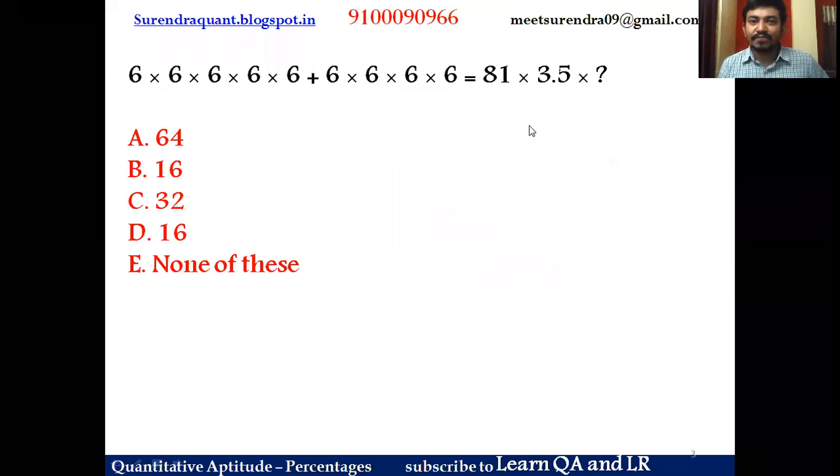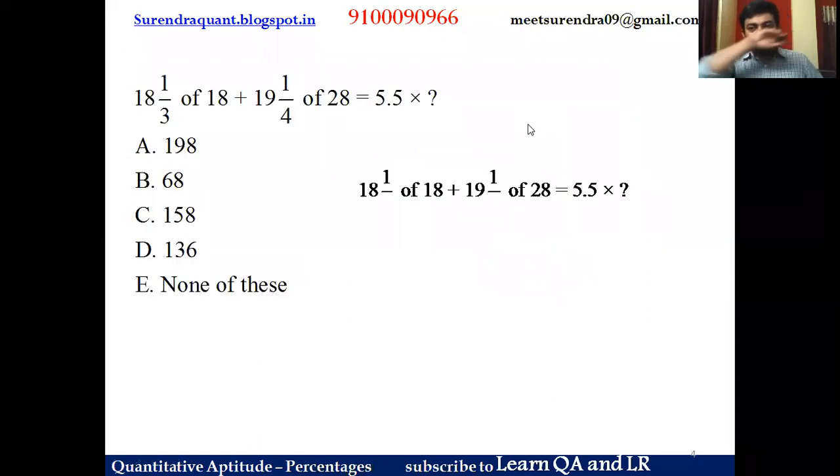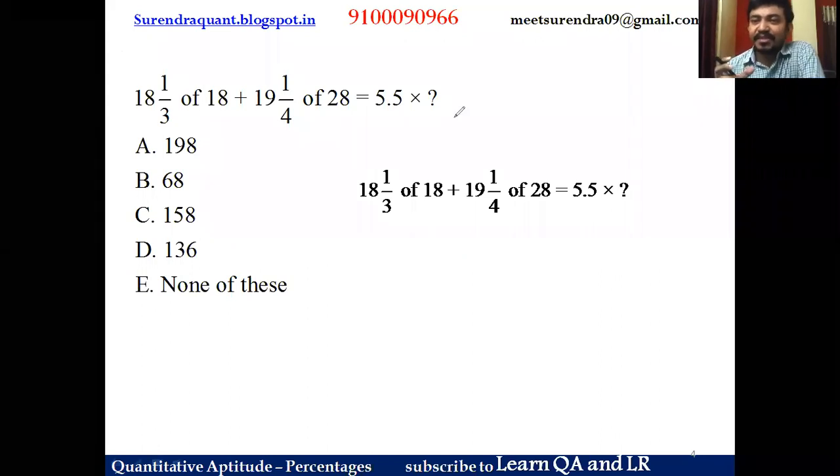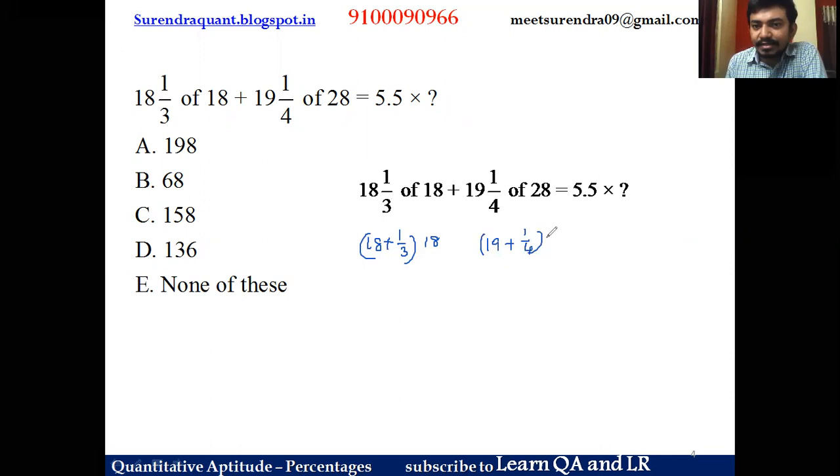Let's go for the second question quickly. 18 1 by 3 of 18 plus 19 1 by 4 of 28 equal to 5.5 times of what? You can always convert big expressions into small parts. Can I say 18 1 by 3 as 18 plus 1/3 of 18? And 19 1 by 4 as 19 plus 1/4 of 28. Friends, 18 squared is 324, 1/3 of 18 is 6. 324 plus 6, 330. Comfortably, you got 330.